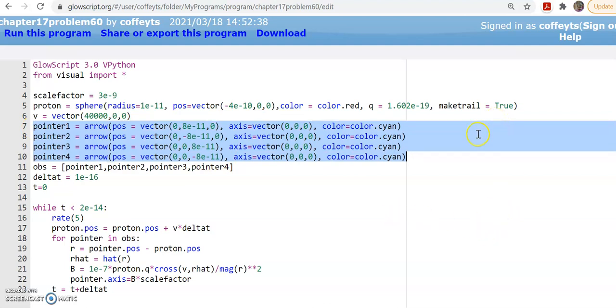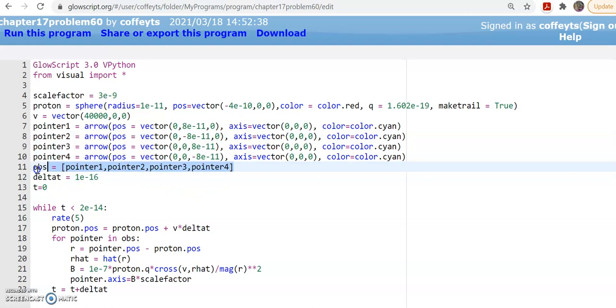In the problem, they want you to look at 4 observation points, which are in the YZ plane around the origin at 8 times 10 to the minus 11 meters from the origin. And so I've defined 4 arrows here, pointers 1, 2, 3, and 4 for each of the observation points. To make my calculation a little less tedious, I created a list of observation points that I call OBS, and I put pointers 1, 2, 3, and 4 in that list.